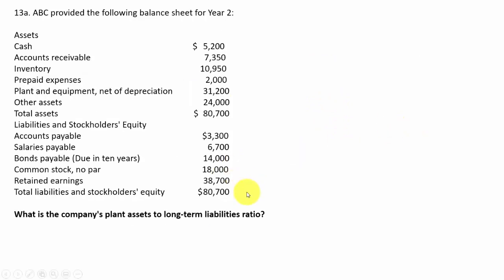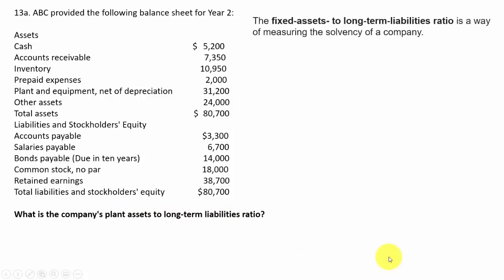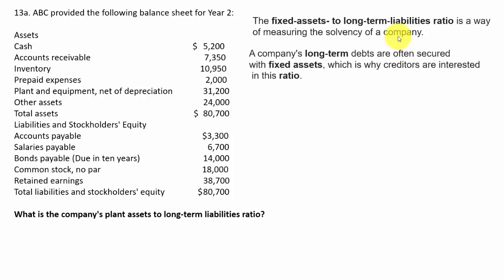Next one, they want to know, what is the company's plant asset to long-term liability ratio? Plant assets to long-term liabilities. The fixed asset to long-term ratio is a way to measure the solvency of a company. And banks like us to be solvent, that is, to have more assets than they do liabilities. So let's take a look at that one.